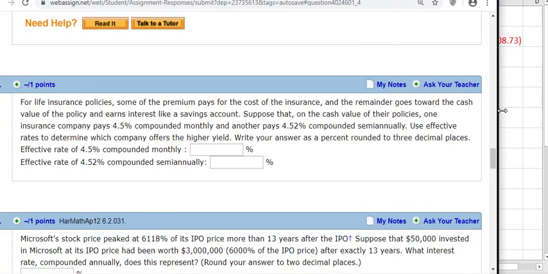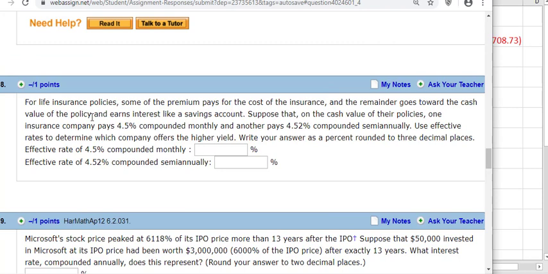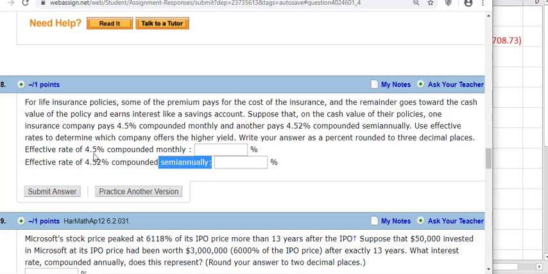Let's look at number 8. Number 8 is going to compare interest rates. So in this case, life insurance policies that are paying interest, and you want to know which is better, 4.5% that compounds monthly versus 4.52, a little bit bigger interest rate, but it compounds less often. So smaller interest rate, more compounding, or a bigger interest rate, less compounding. To figure that out, we're going to find the effective rate of interest.